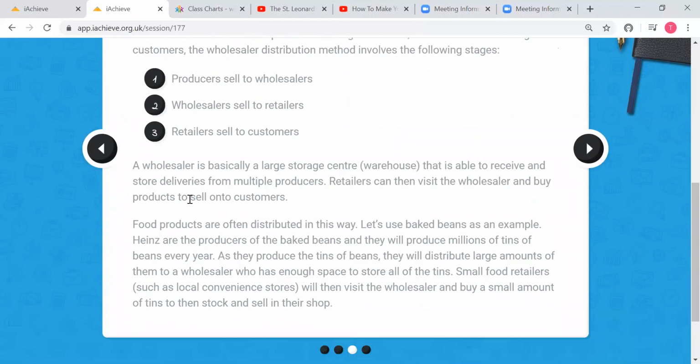So there's an example, lots of food products, for example, are distributed this way. They give an example of baked beans. Heinz are the producers of baked beans, produce millions of tins. They are packaged, they are distributed to a wholesaler who then distributes them in large quantities to a retailer who sells individual tins to the end consumer.